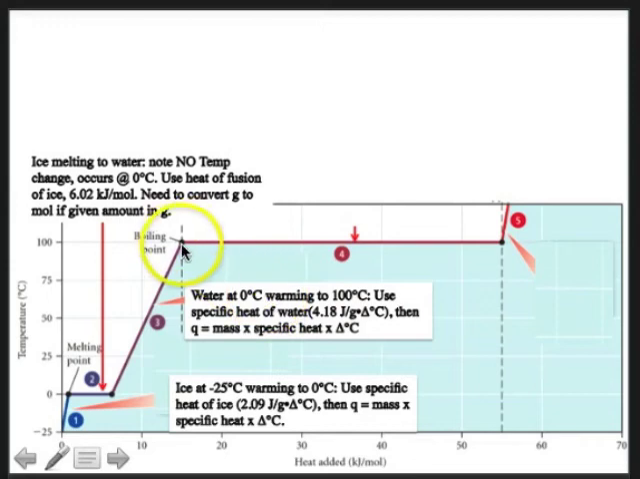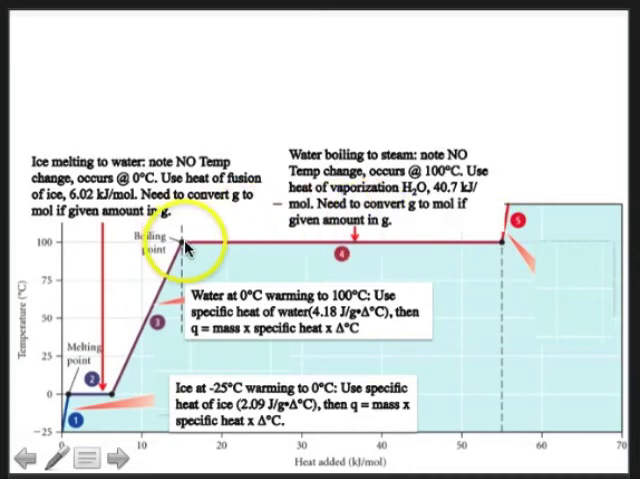When we get to the boiling point, we need to add more energy to get the water to vaporize from liquid water to gaseous water. So here's water boiling to steam. Again, note there's no temperature change. It occurs at 100 degrees Celsius. And for this transformation, we use the heat of vaporization of water, 40.7 kilojoules per mole. Again, there's no delta degrees C because there's no change in temperature.